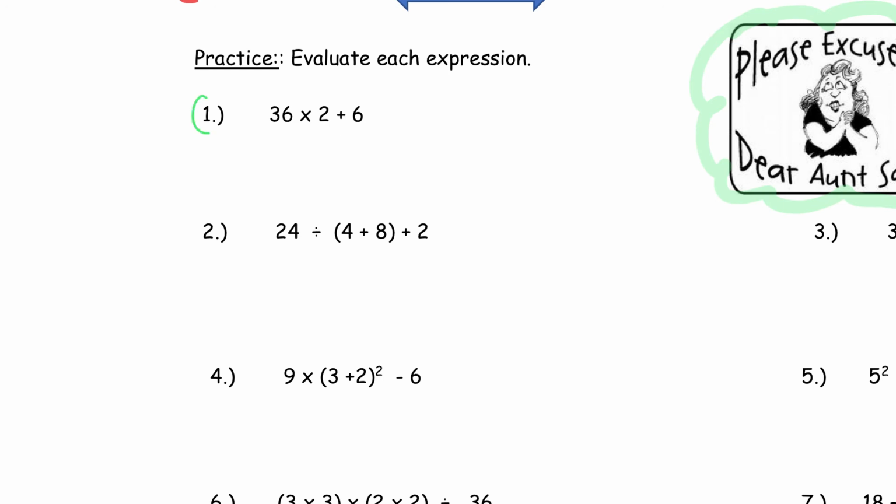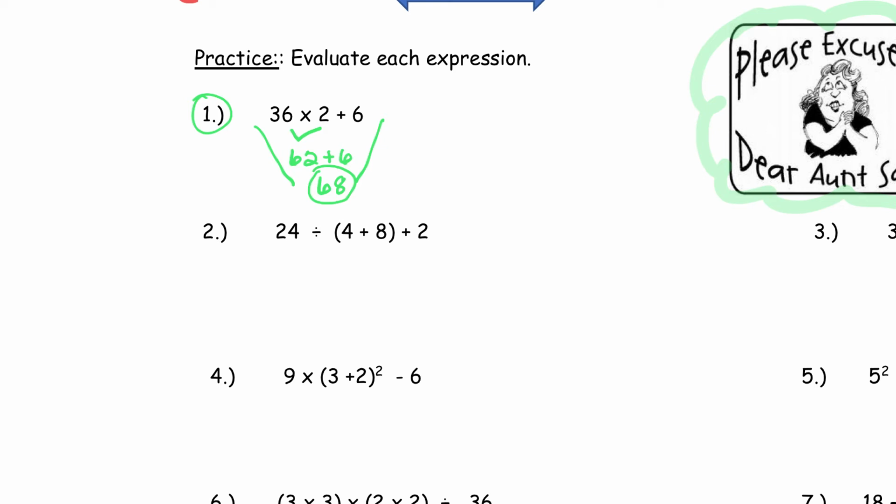Try number 1 on your own. 36 times 2 plus 6. Pause the video and try that following the order of operations. And if you did it correctly, your answer should be 78. Alrighty, let's do number 2 together.